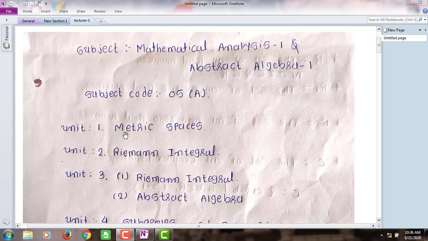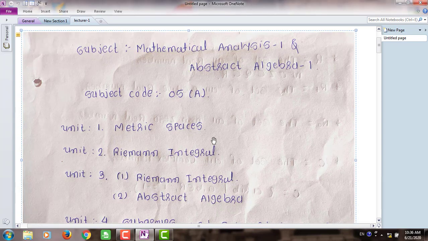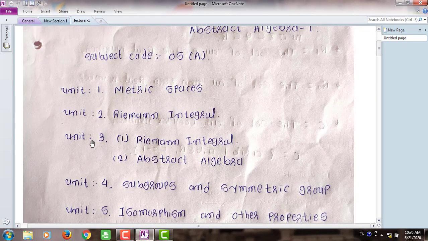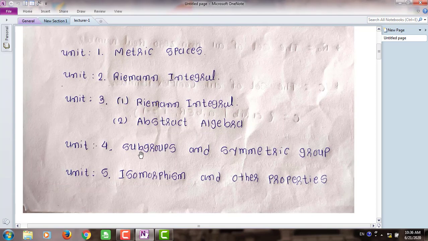Unit 1 is matrix space. Unit 2 is Riemann integral, and Unit 3. In Unit 3 there are 2 parts. First one is Riemann integral, second one is abstract algebra. Unit 4 is subgroup and symmetric group. Unit 5 is isomorphism and other properties.